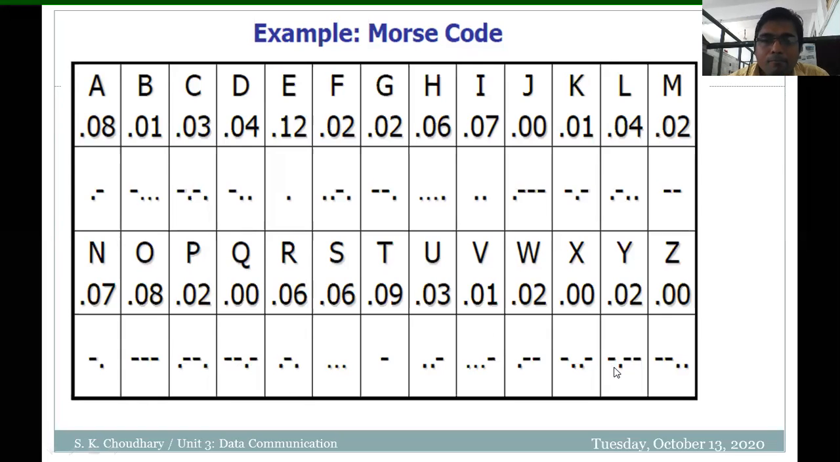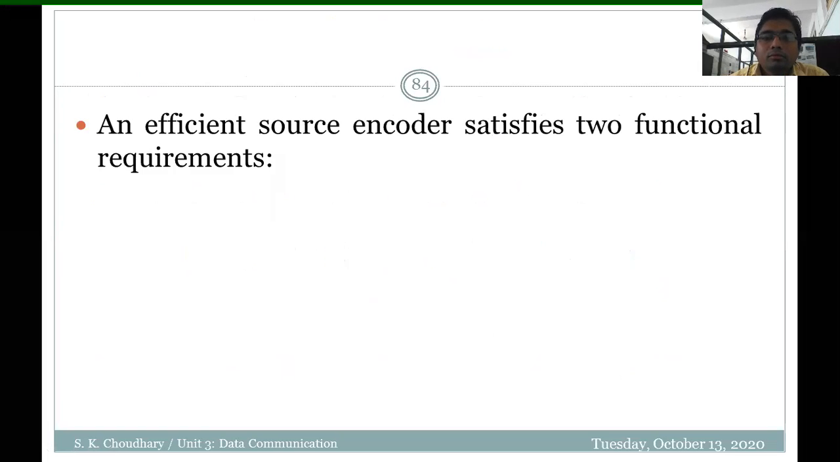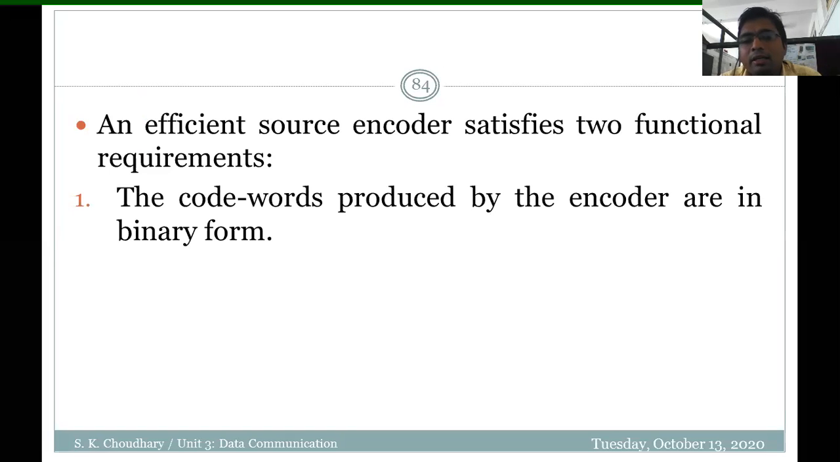Now we have to see what the functional requirements are when we use the source encoder, and how we have to encode the source symbols. There are basically two functional requirements. First, the code words produced by the encoder are in binary form. So we are learning here a source coding technique, or source encoder, that is in binary form.